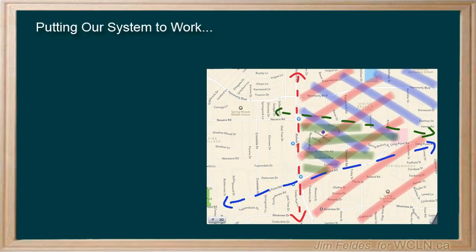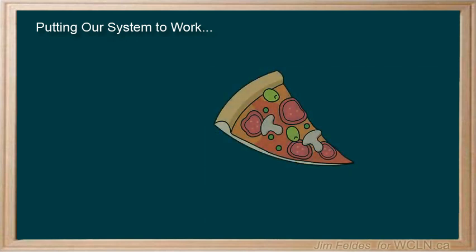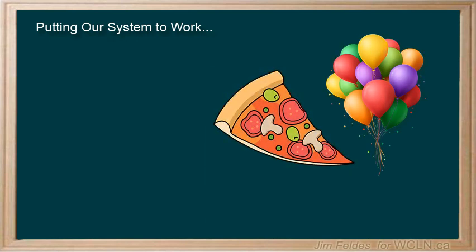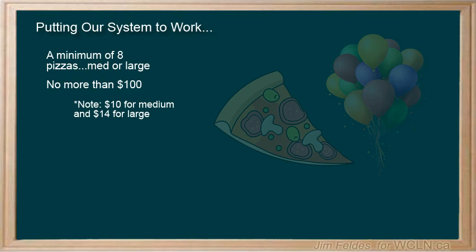Ultimately, we want to see where a system of inequalities might be utilized. Here's a pretty simple scenario to consider. You've been given the responsibility of ordering pizzas for a party. The restrictions you've been given are that you must get at least 8 pizzas, either medium or large, and you can't spend more than $100. The pizzas are $10 for a medium and $14 for a large.